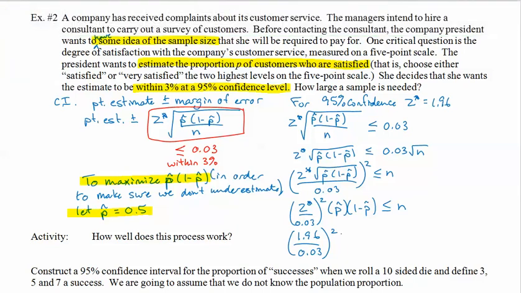So in this case then, we have 0.5 times 1 minus 0.5. And all of that is going to be less than or equal to n, which therefore gives us 1067.111 is less than or equal to n. Hence, we need to round up, so n must be at least 1068.